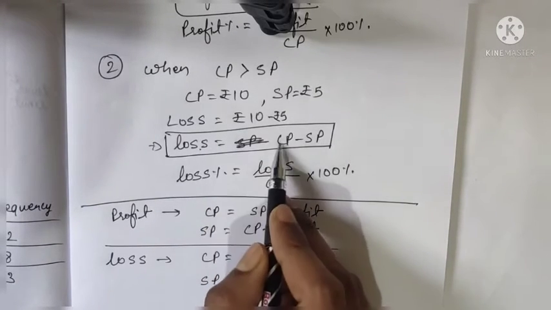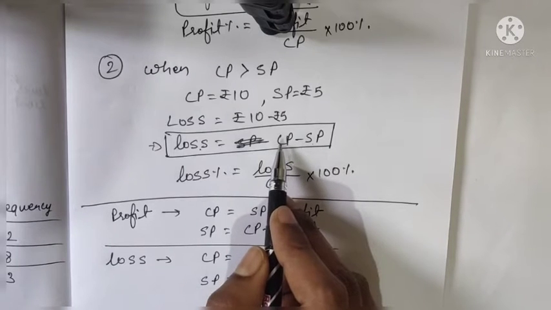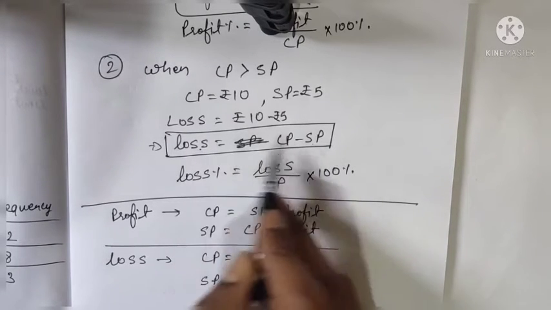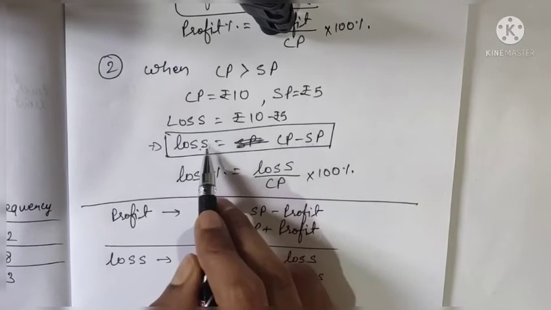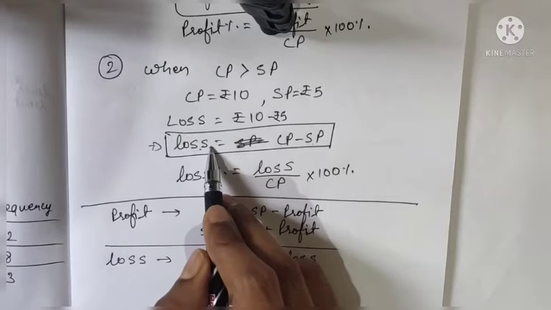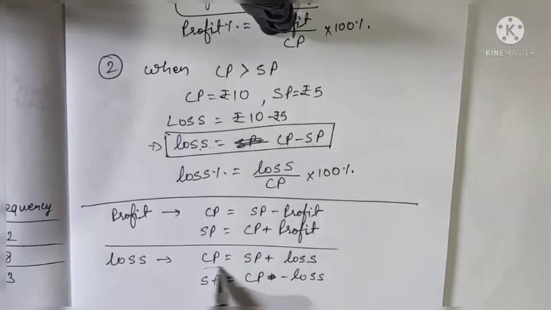look here, loss is equal to CP minus SP. Then if you want to find CP, when we take minus SP from the right side of the equal sign to the left side, then it will be loss plus SP is equal to CP. Simple.